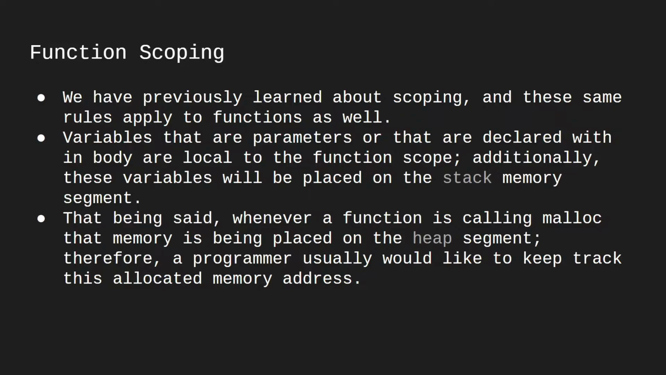That being said, whenever a function is calling malloc, that memory is being placed on the heap. So again, this comes back to our memory allocation and deallocation. If you're ever allocating a particular block of memory inside of a function, you want to make sure you keep track of it, because that memory address will at some point potentially need to be freed.